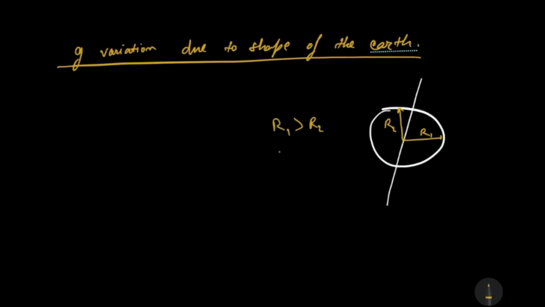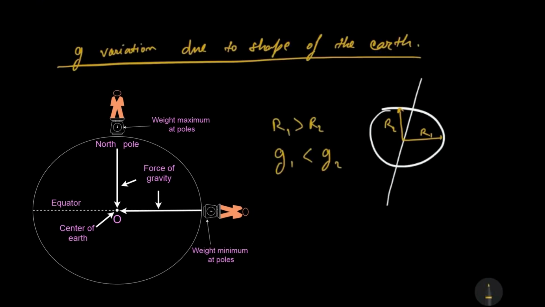So G1 would be smaller than G2. So at poles, the value of acceleration due to gravity is higher.